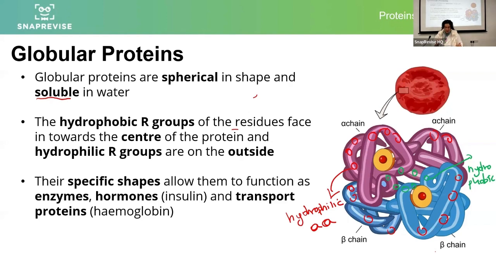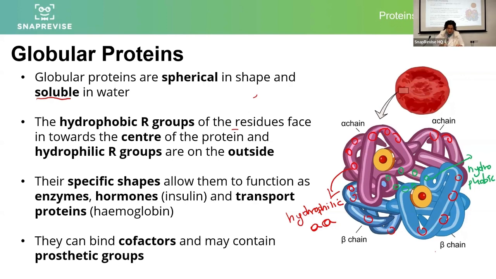Their shape and the fact that they're soluble in water allow them, most of the time, to be transported along the bloodstream. So they can function as enzymes, they can function as hormones, such as insulin. They can also function as transport proteins, not membrane transport proteins, but general transport proteins like hemoglobin. It's soluble, it can travel across different tissues and organs, and it can travel in the blood circulation, as can hormones, of course.